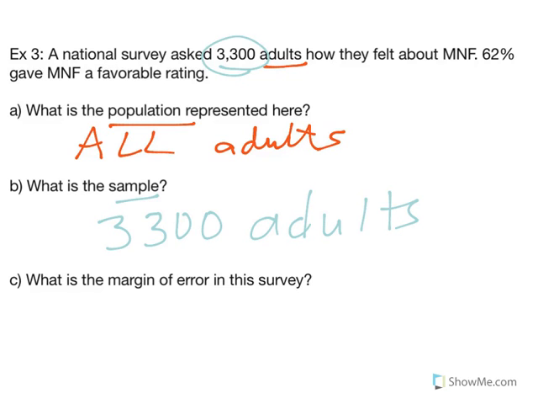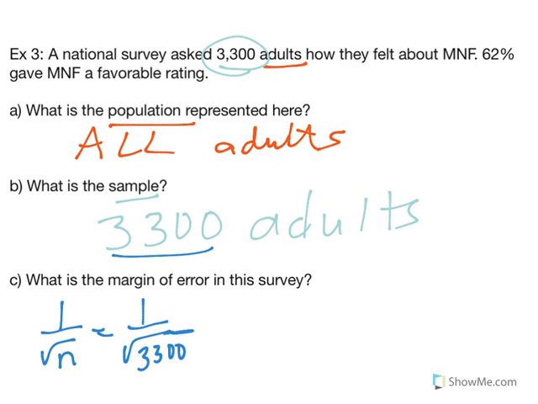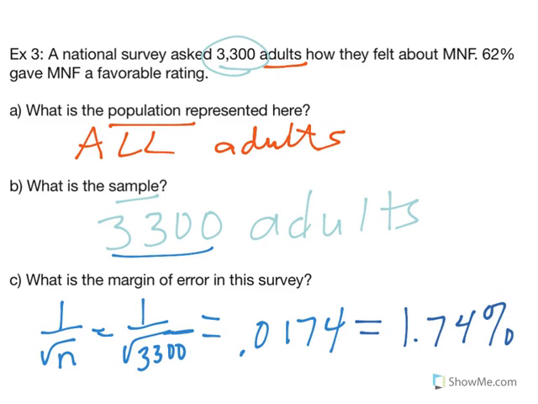Margin of error. Well, the margin of error is found by taking 1 over the square root of n. N is the sample size, so the square root of 3,300. This is a fairly large sample size, so I would expect a smaller margin of error, and that makes sense, 0.0174. So the 0.0174, if we change that to a percent, I get 1.74%, right? Either one of these would be fine for the margin of error.